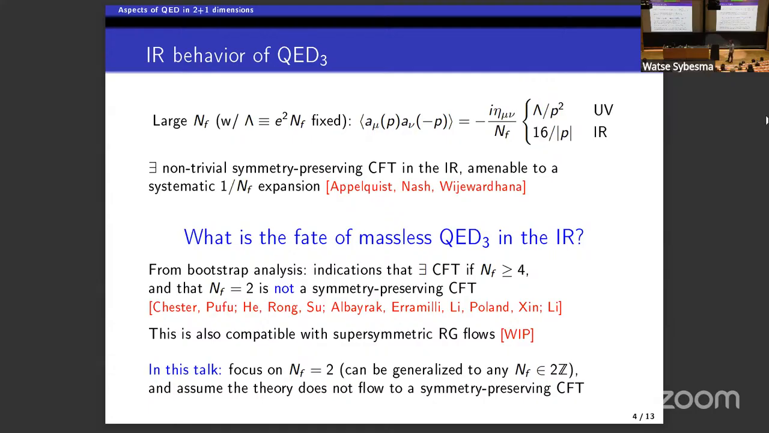Then you can do large N_F. At large N_F, you can compute exactly the propagator of the photon, and you will see that in the IR you have a conformal-like behavior.